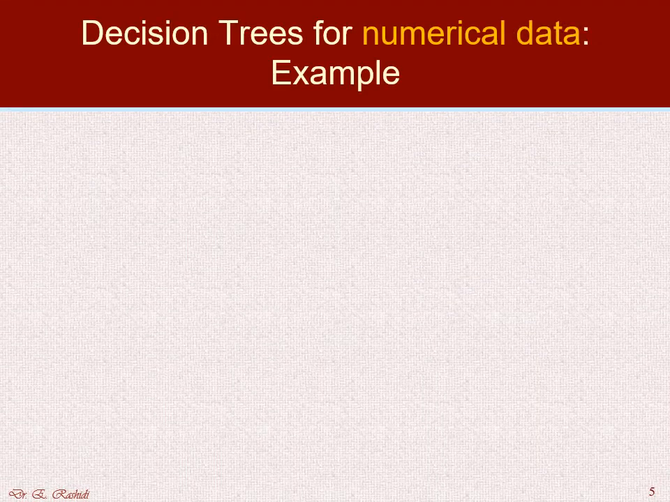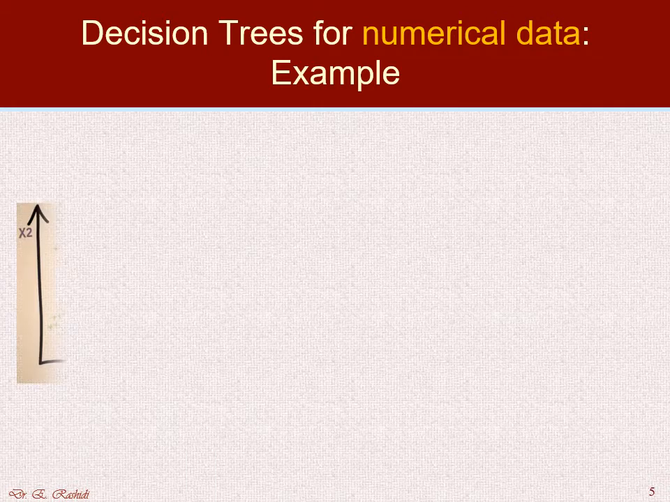Decision trees for numerical data. So the example that we played, again, we were working with categorical data: elephants, birds, planes, buses. What if we are working with numerical data? How can we develop a decision tree for numerical data?